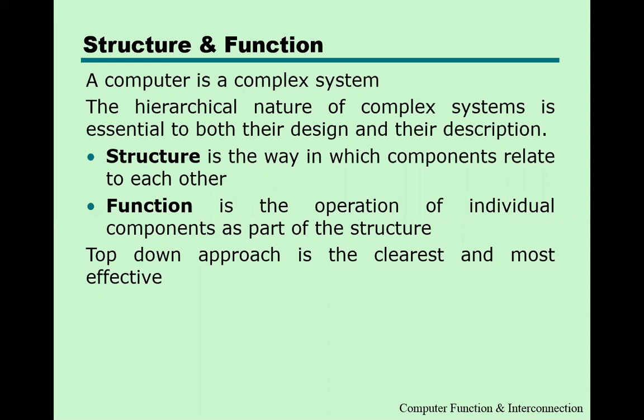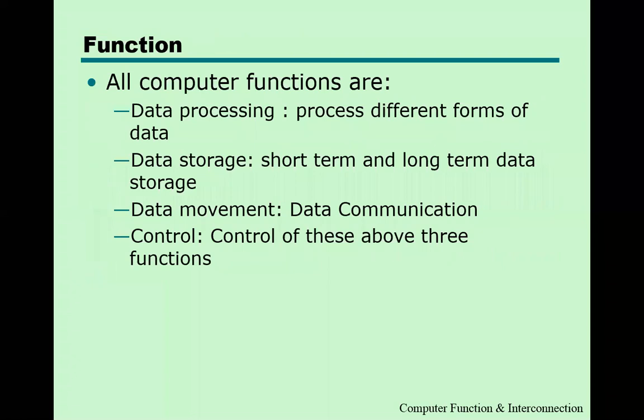So we can use a top-down approach. As we have seen, the top-down approach is the clearest and most effective approach. Function means the operation of individual components. In a computer, the processor is there, memory is there, data connection is there, control unit is there. So each unit has a different function. Like data processing, the processor's main function is to process the data, and memory is to store the data. Again, there are two types of memory: short-term and long-term, primary and secondary storage. Data movement means there is interconnection between input output devices and processor, and processor and memory. So data movement is there between these devices, and the control unit is there to control all these functions.